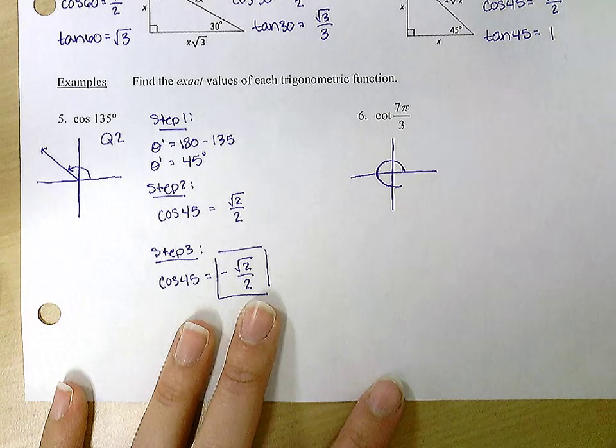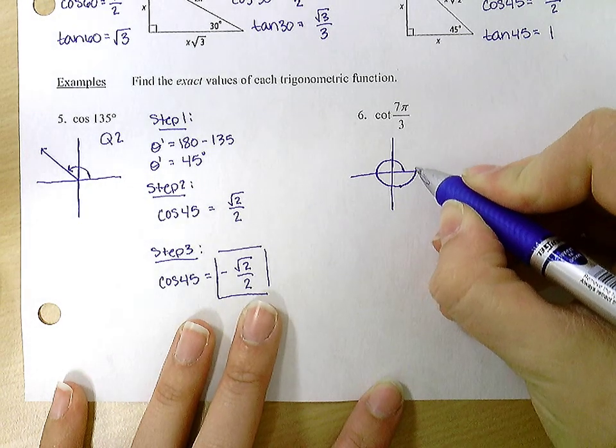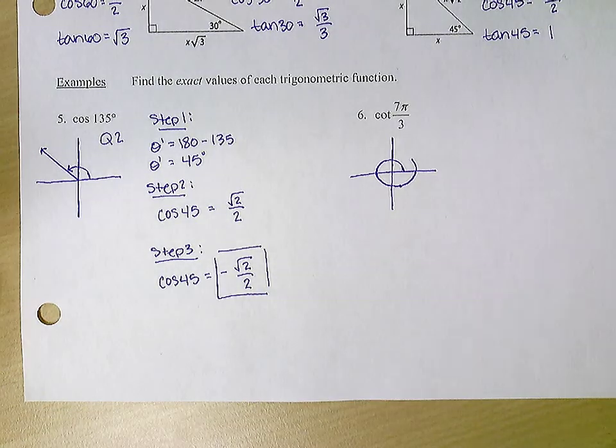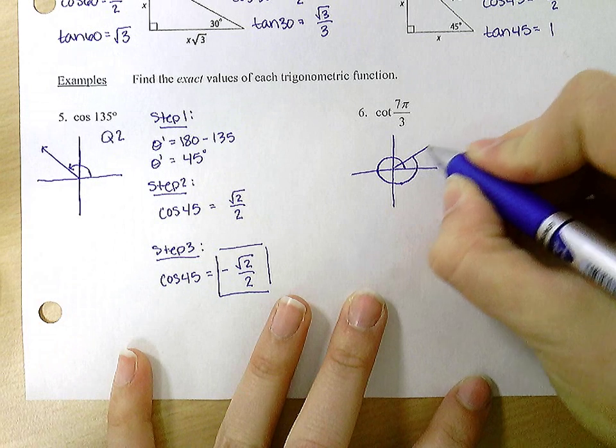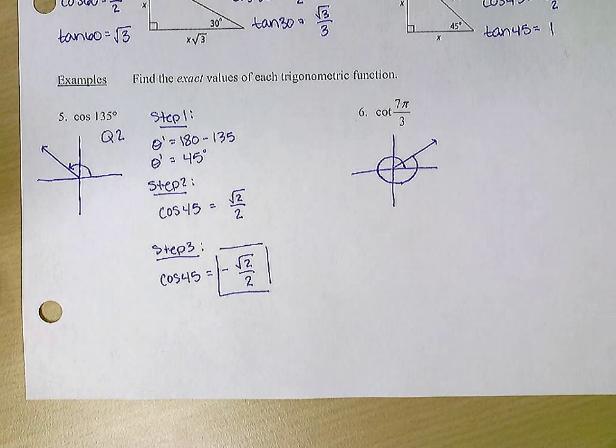Stop. Past 6. Come on, guys. It's past 6. If you have 6 pi over 3, that is 2 pi. 2 pi is a full circle. 7 pi over 3 is greater than 6 pi over 3. So that's why it's going to end up going around once and end up in quadrant 1.